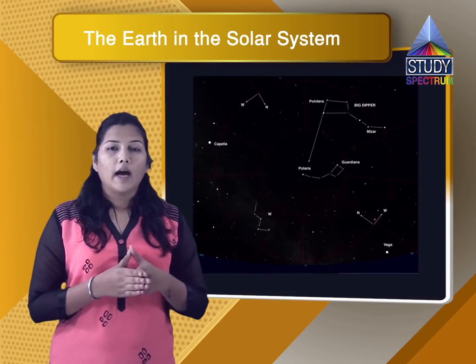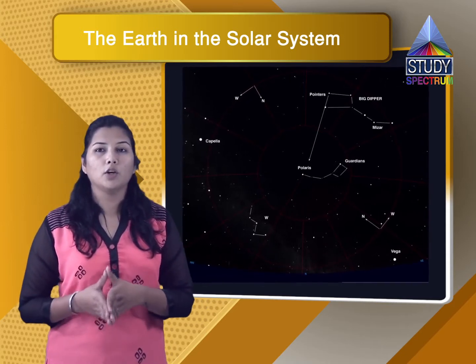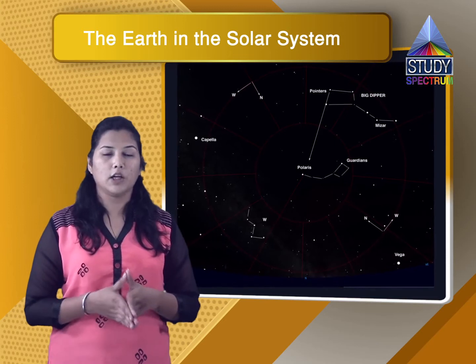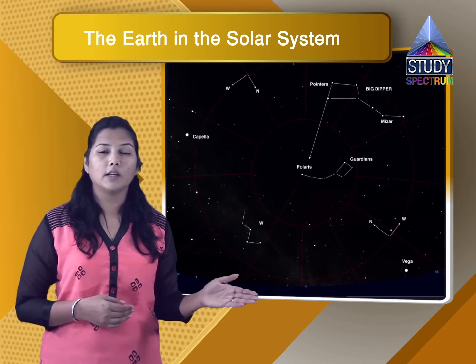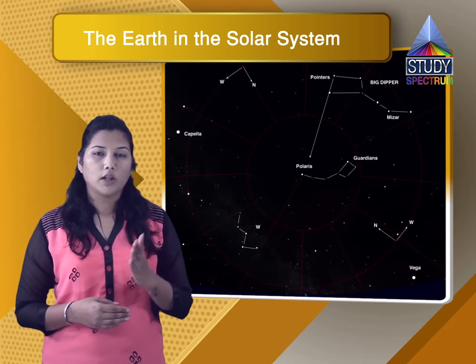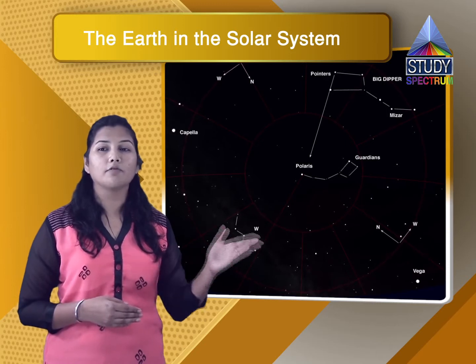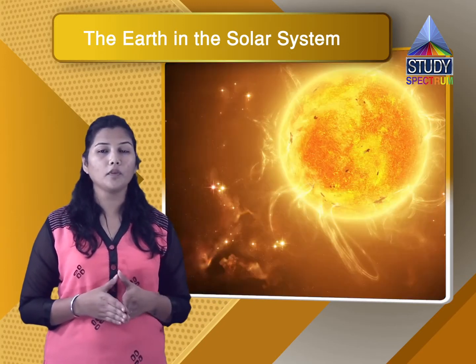Now, if we have to locate the Pole Star with the help of the Saptarishi constellation, it is very easy. If you draw lines from one star to another, if you join the pointer stars and extend them further, it will always point to the Pole Star.